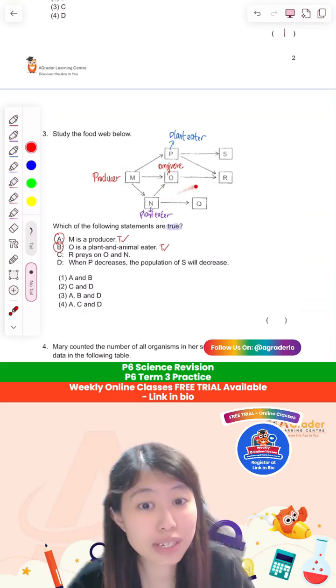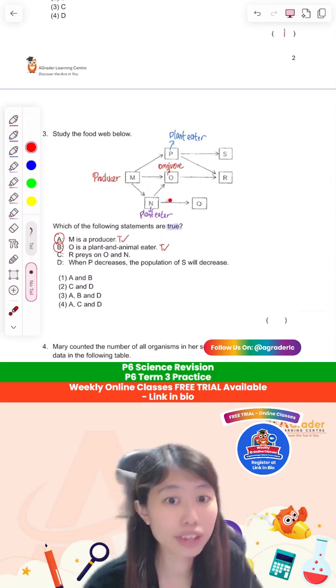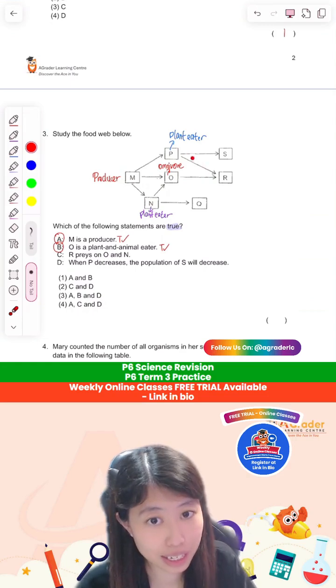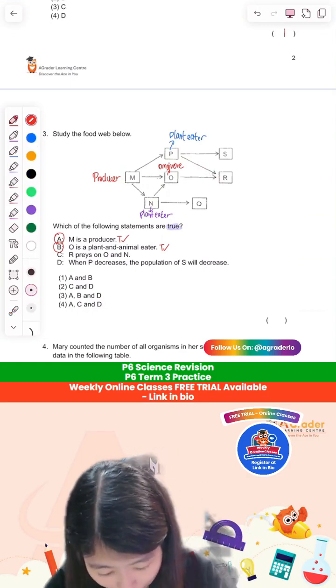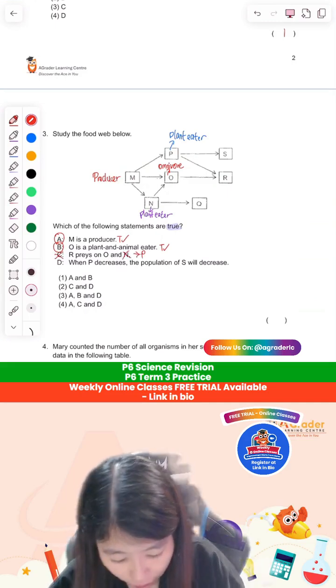False, very good, because R does not eat N. There is no arrow from N to R. Okay, but it eats P. R doesn't eat N, it eats P. So this is false, not N, it is P. All right, and what about D?